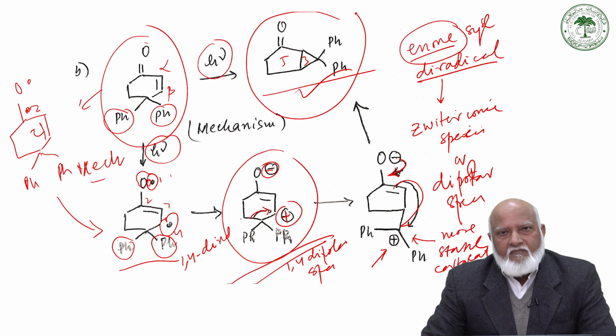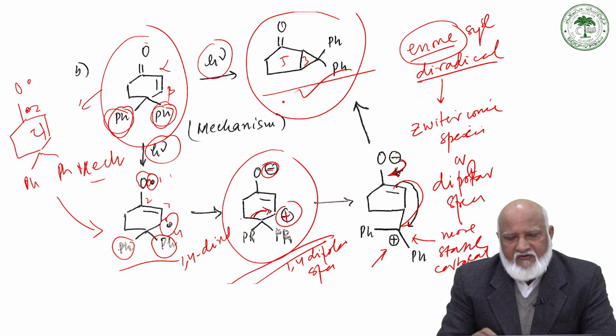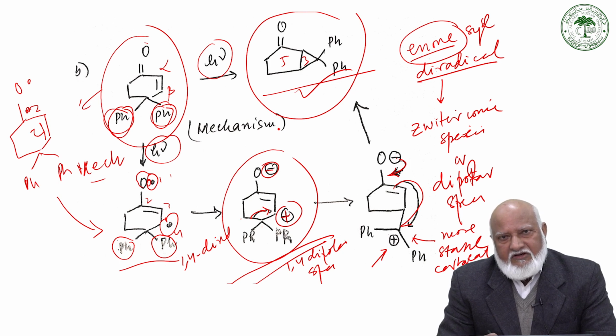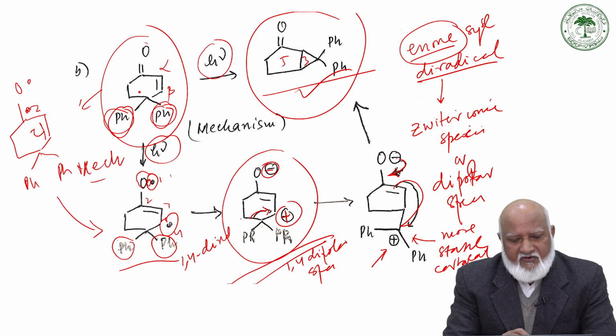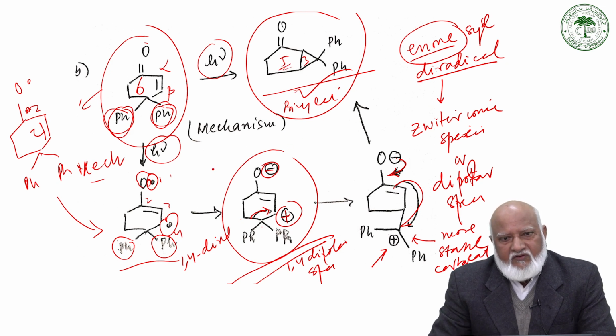Whenever the fourth position is disubstituted, either with a methyl group or with a phenyl group, it rearranges to give a 5 and 3 membered ring. It is a very interesting and very good rearrangement, because in this rearrangement a 6 membered ring is converted to a bicyclic system consisting of a 5 and 3 membered ring. The steps involved are as follows.